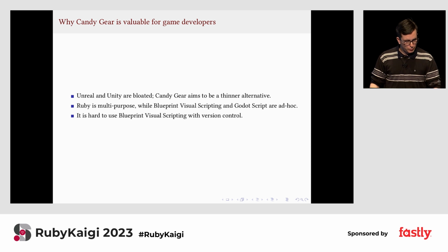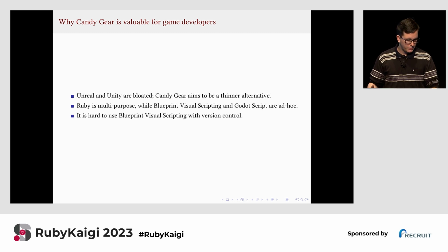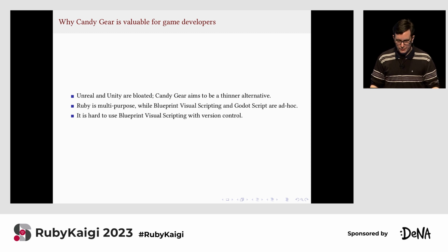Ruby is a multi-purpose language, while some of those game engines use a specific language like Blueprint, Visual Scripting, or GDScript for Godot. So if you learn those languages, the only place you can apply them is in those engines. But if you learn Ruby, you can do a lot of different things. So I think it's preferable to learn and work with a language that has several applications than spending your time learning something that you can use in just one place.